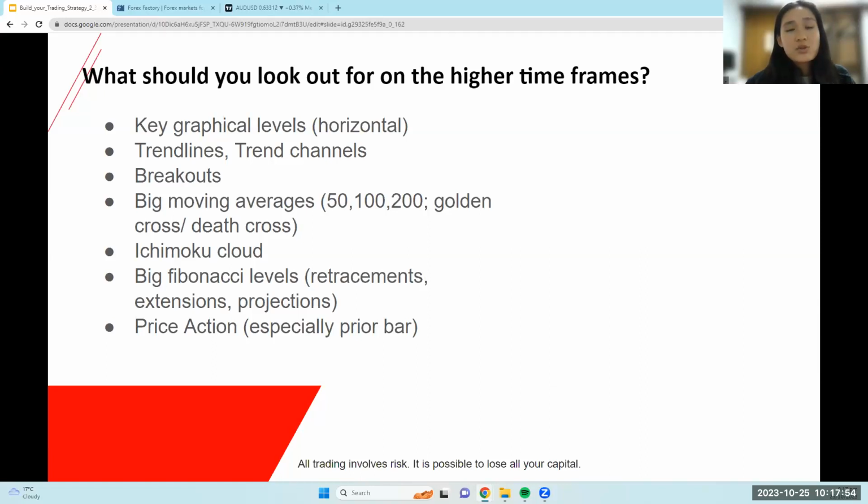Big moving averages. So if you make use of the 50, 100, 200 golden cross or death cross levels, the indicators, and the Ichimoku cloud as well. We can use the Ichimoku cloud to give us an idea of where prices are headed. So if price is moving below the Ichimoku cloud, it is a bearish signal. If price is moving above the Ichimoku cloud, then it's a bullish signal.